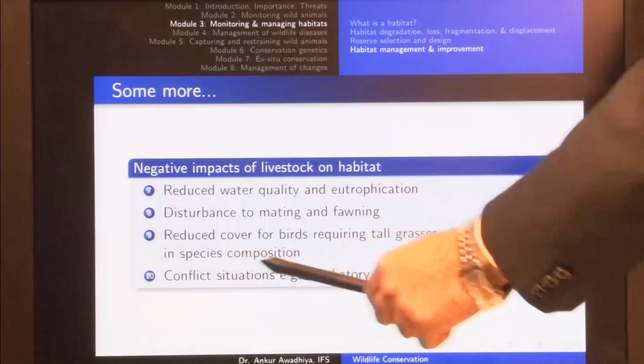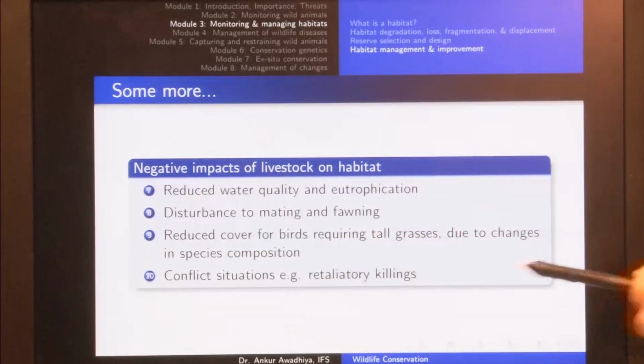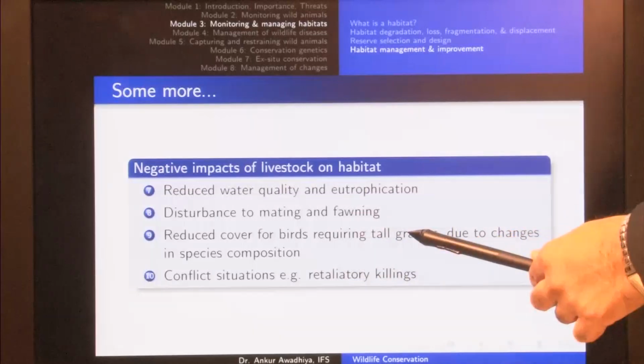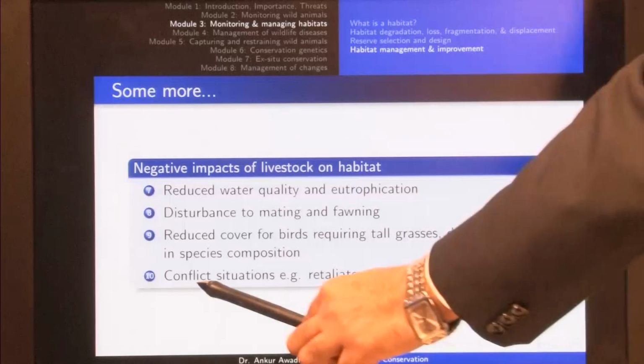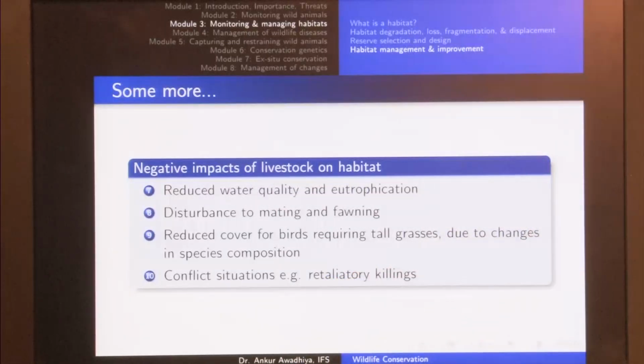Then we have reduced cover for birds requiring tall grasses due to changes in the species composition, because the tall grasses are now being eaten away by the livestock. And also conflict situations such as retaliatory killings. Now, what do we mean by retaliatory killings?